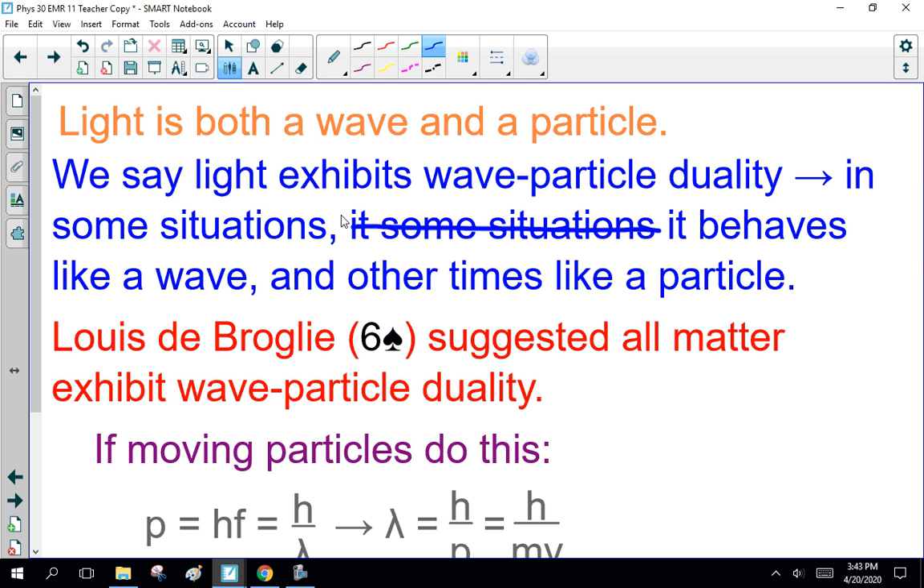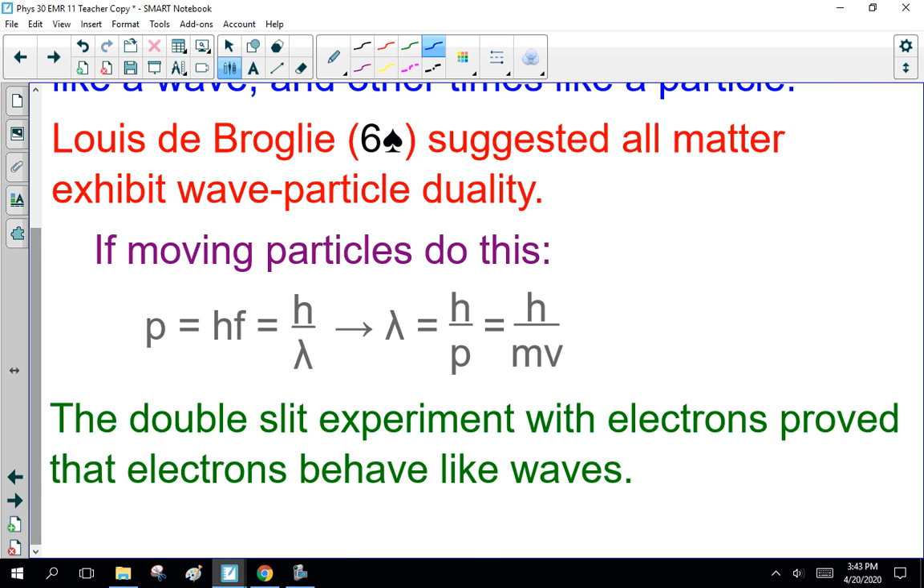It was Louis de Broglie, 6 of spades, who suggested that all matter exhibited wave-particle duality. Now, it's actually really quite interesting. He said if momentum is frequency times Planck's constant, or Planck's constant divided by wavelength, then everything has a wavelength. The wavelength is Planck's constant divided by its momentum, or h divided by mv.